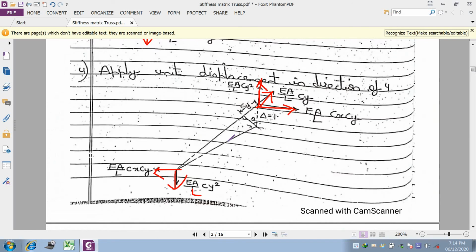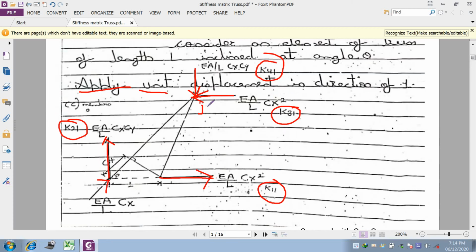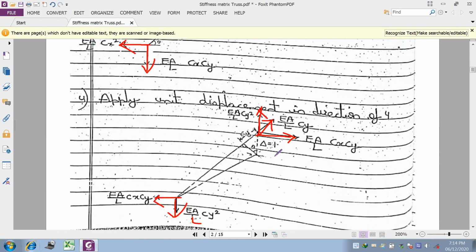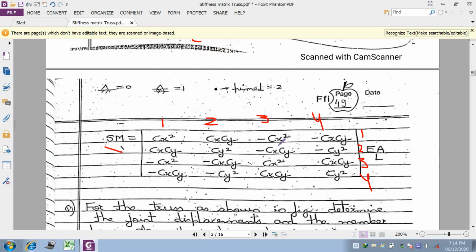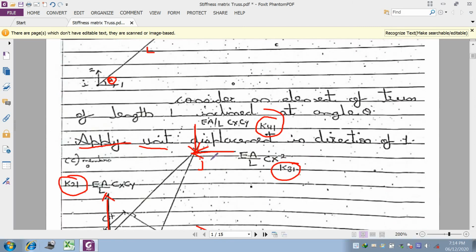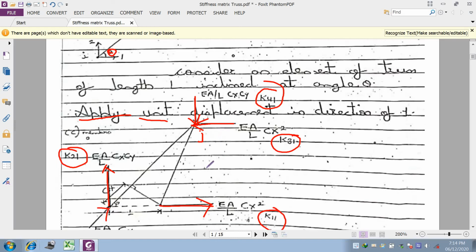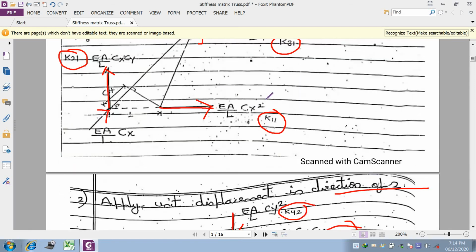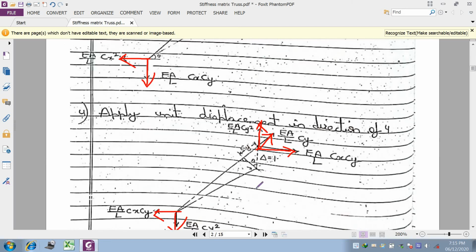Similarly 3 1. Again go to figure number 1. This is 3, so 3 1 will be minus CX square. Why have we written minus here? Because the direction is opposite. We know that in x direction, rightward is positive and leftward is negative. Here it is going in leftward direction, so carefully we have to write CX as minus in this matrix.